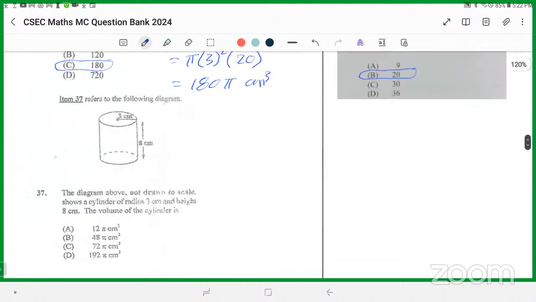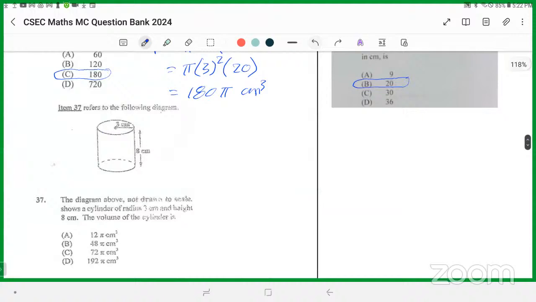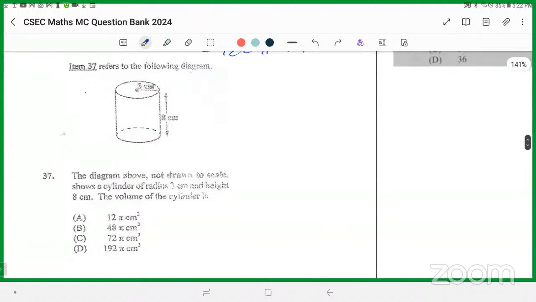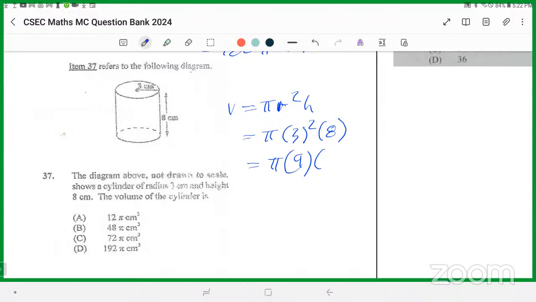So this one now, they gave us the radius as 3, and it says the diagram below, not drawn to scale, shows a cylinder. The radius is 3 and the height is 8. What is the volume? So it's another V equals pi r squared h, and it's straightforward again. It is pi times the radius 3 squared times the height, which is 8 this time. So that becomes pi times 9 times 8.